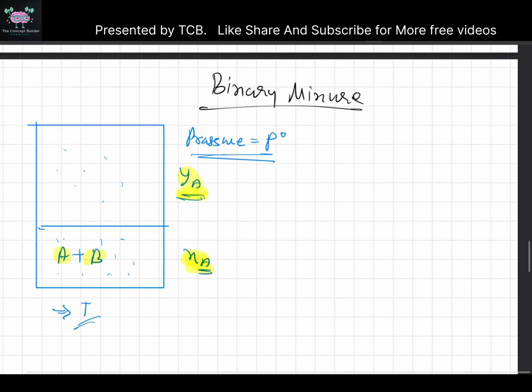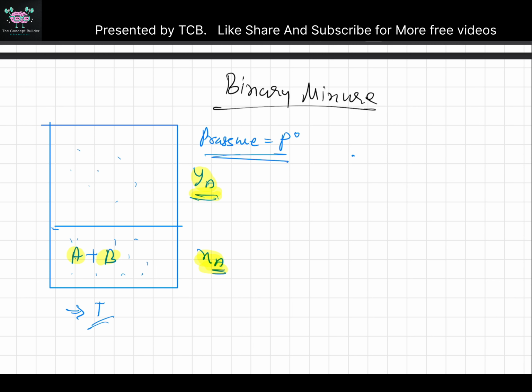So let's see what we are doing. Basically there are some assumptions that I'm gonna make. So the assumptions are that, first thing, it's a binary mixture. Okay, so this TXY diagram that we are going to draw is for a binary mixture.